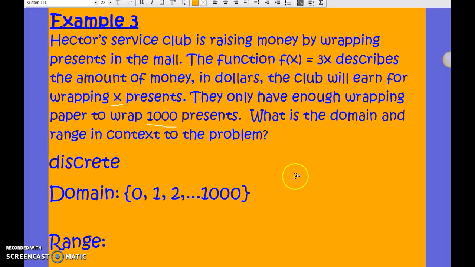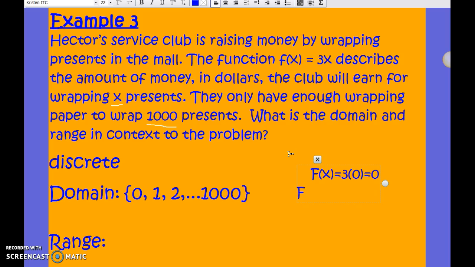Then to find your range, you have to use your function that's given, which is f of x equals 3x. Where I see x, I'm going to plug in my domain, and my first domain value is 0. So 3 times 0 is 0. So the first number in my range is going to be 0.